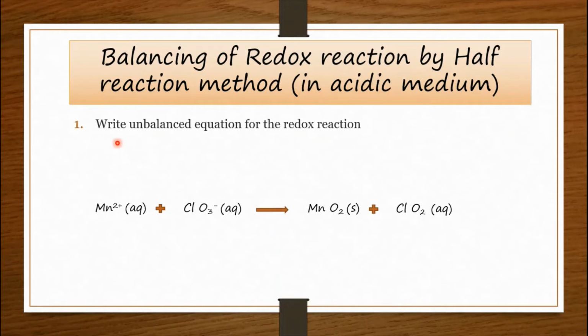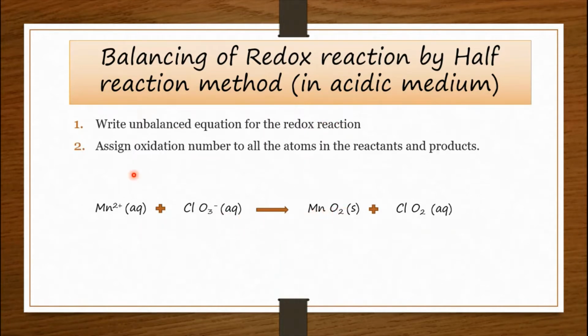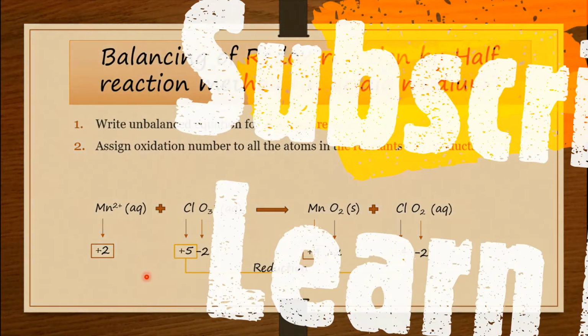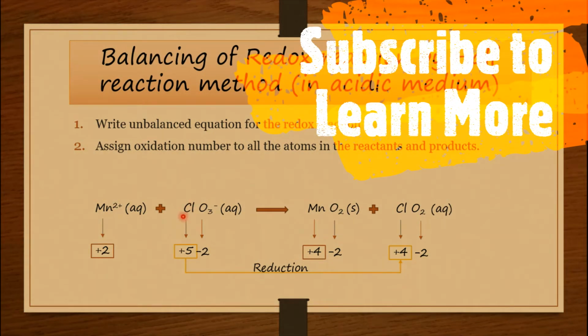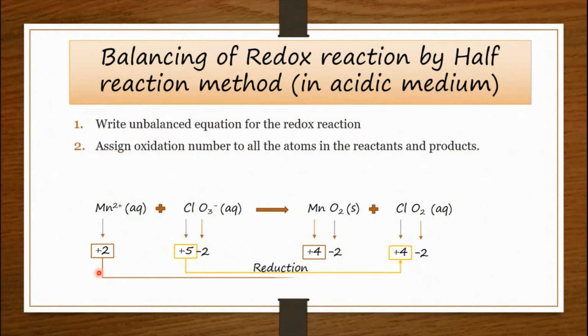So first of all, you have to write the unbalanced equation for the redox reaction. So this is the unbalanced equation of the redox reaction. Then you have to assign the oxidation number to all the atoms in the reactants and products. So here these are the oxidation numbers. Now identify which one gets reduced and which one gets oxidized. So here Cl gets reduced as its oxidation number reduces from +5 to +4, and Mn gets oxidized as its oxidation number increases from +2 to +4.